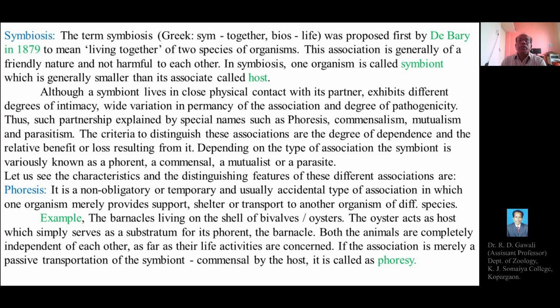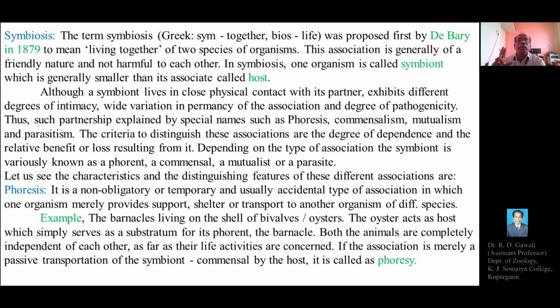Symbiosis. The term symbiosis is a Greek word. Sym means together and bios means alive. The term symbiosis was first proposed by D. Barry in 1879 to mean the living together of two species of organisms. Organisms of two different species living together in complete harmony, or with a friendly relationship, is called symbiosis.